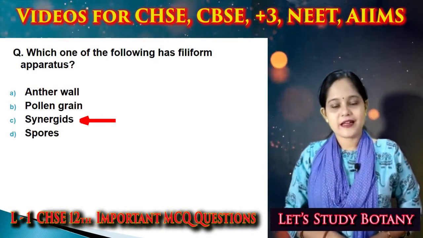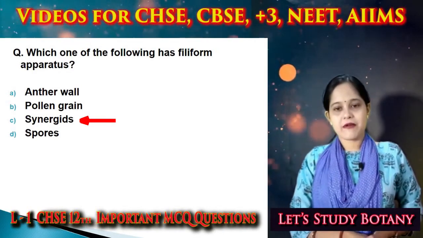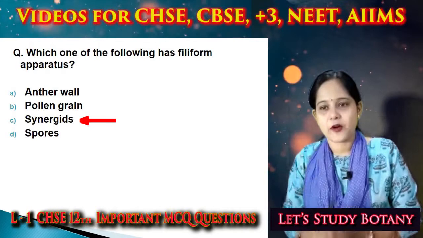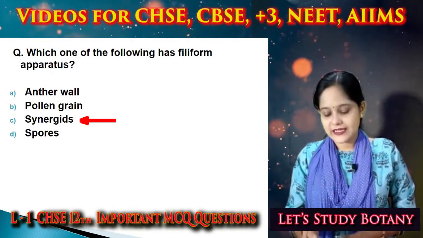At the micropylar end, the egg apparatus is present. What is the function of the filiform apparatus? It guides the pollen tube. That is the entry of the pollen tube for fertilization.